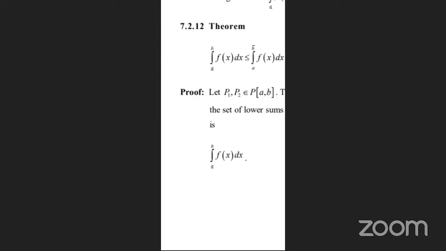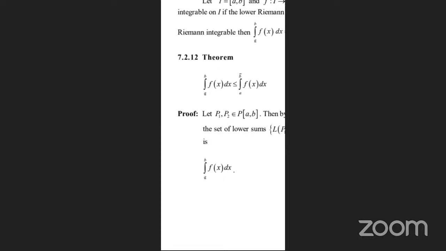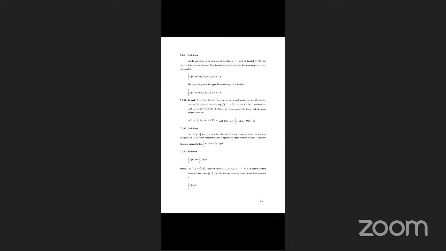Then that is an upper bound for the set of lower sums L(P1,f). The supremum of the lower Riemann sums is called the lower Riemann integral, that is, the lower integral from a to b of f(x) dx. Continuing this part, the lower Riemann integral cannot exceed the upper Riemann sum of the second partition. The lower Riemann integral is less than or equal to U(P2,f).